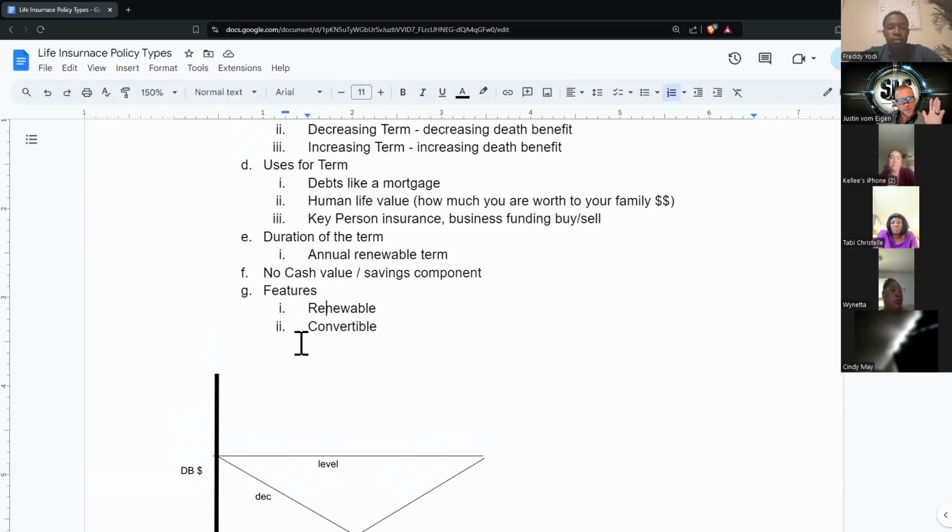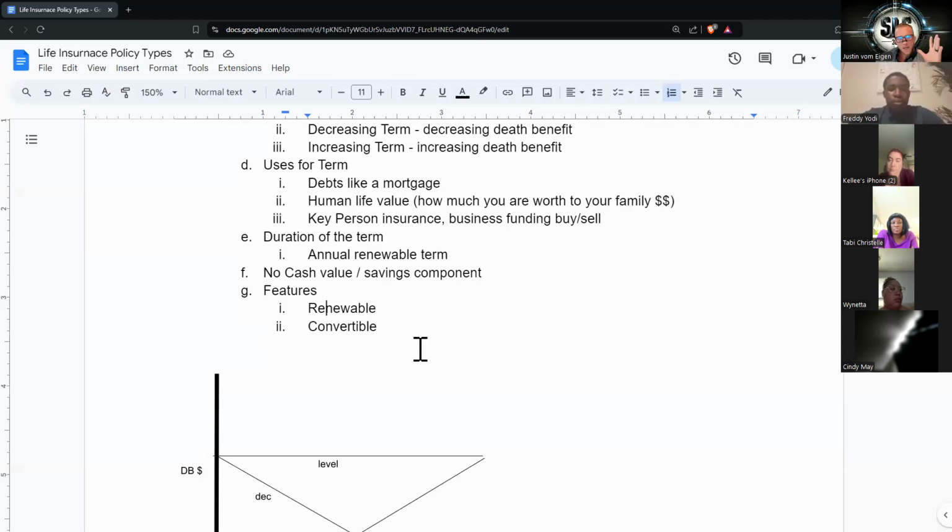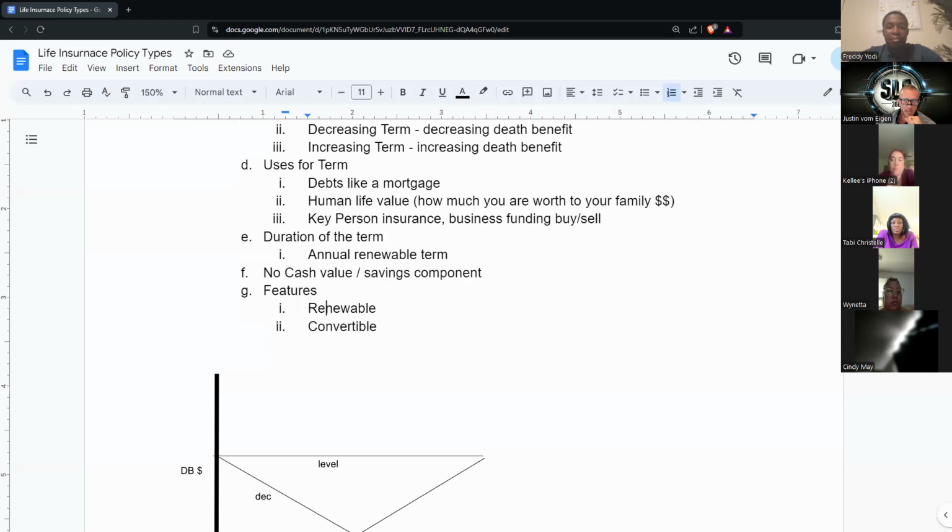So they get the term the first time around, they go through underwriting, they get approved. And then it's renewable, it automatically renews without doing that. And then convertible, they can convert it without having to go through underwriting. They can turn it into a whole life policy.